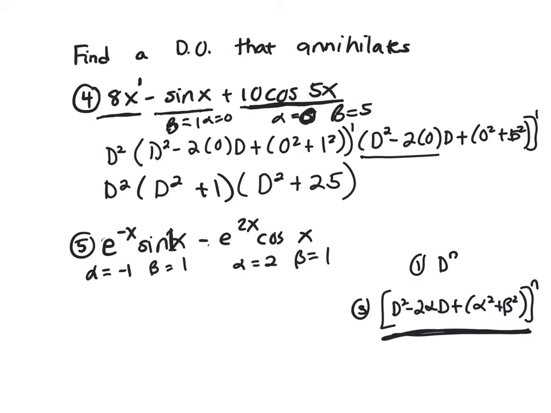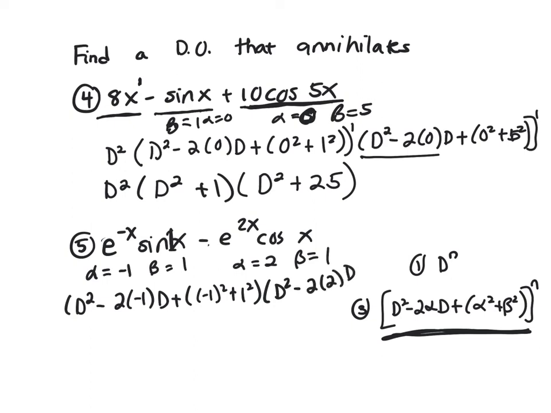Let's look at e to the negative x sine x. That's going to be d squared minus 2 times alpha d plus alpha squared, negative 1 squared plus 1 squared, raised to the first power, times, look at e to the 2x cosine x. That's d squared minus 2 times 2d plus alpha squared plus beta squared.